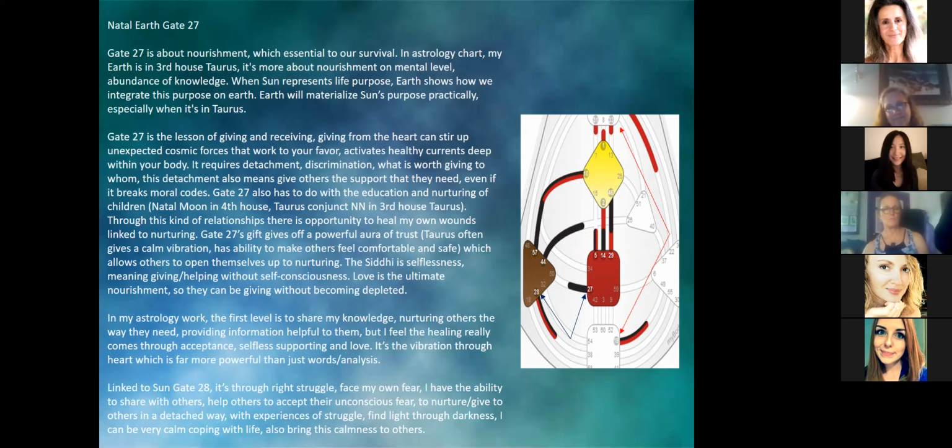And gate 27's gift gives off a powerful aura of trust. So I feel Taurus often gives a calm vibration, and has the ability to make others feel comfortable and safe, which allows others to open themselves up for nurturing. The city is selflessness, meaning giving and helping without self-consciousness. Love is the ultimate nourishment, so they can be giving without becoming depleted.